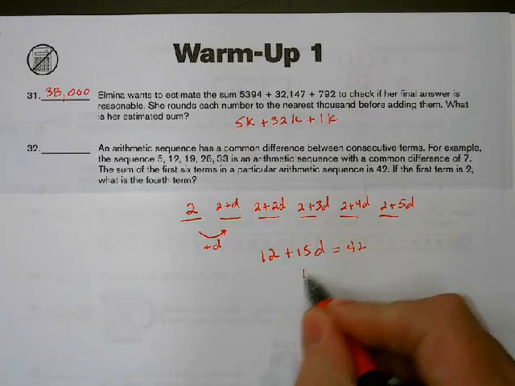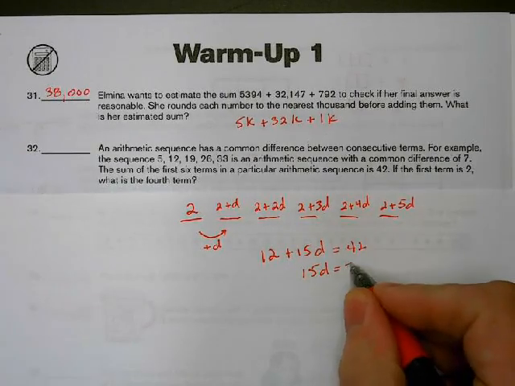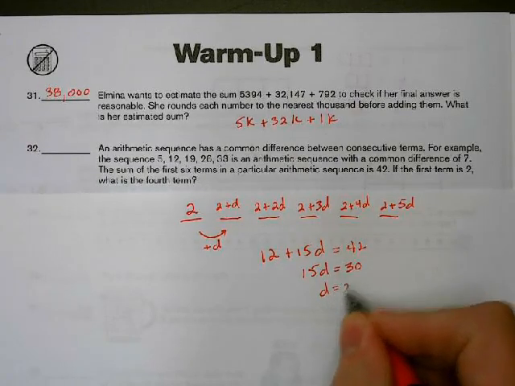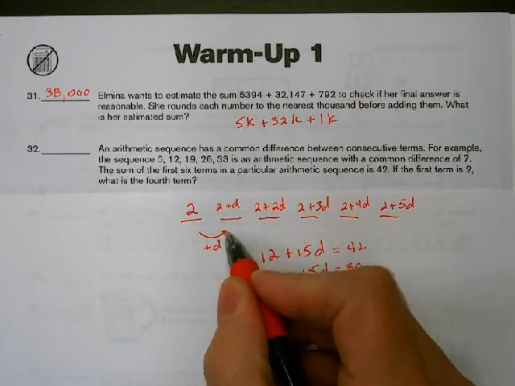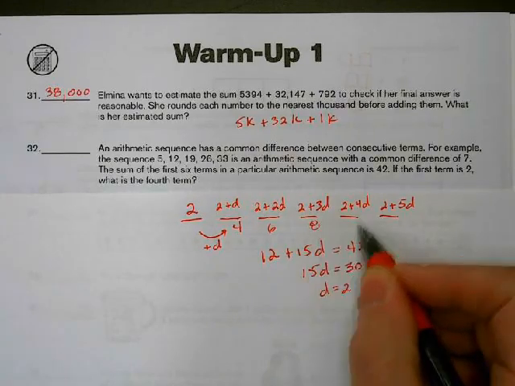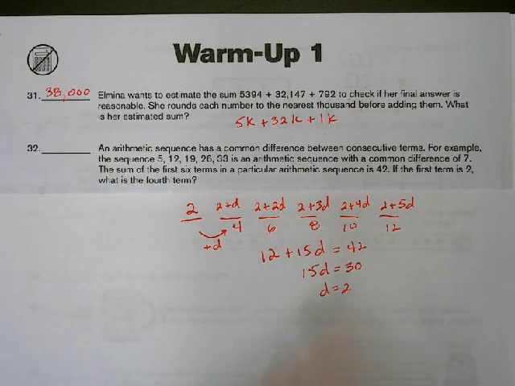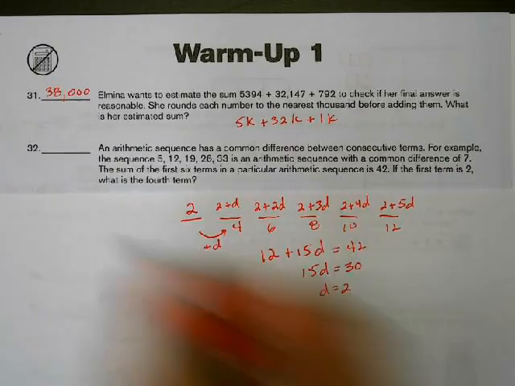Subtract 12 from both sides, we get 15D is equal to 30. Divide by 15, we get the common difference is 2. So this number is 2. The next one is 2 plus 2, 4, plus 2 is 6, plus 2 is 8, plus 2 is 10, plus 2 is 12. And these numbers do indeed add up to 42. So what's the fourth term? 1, 2, 3, 4. The fourth term is 8.